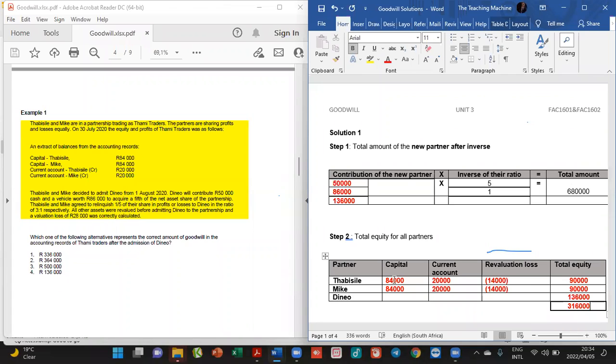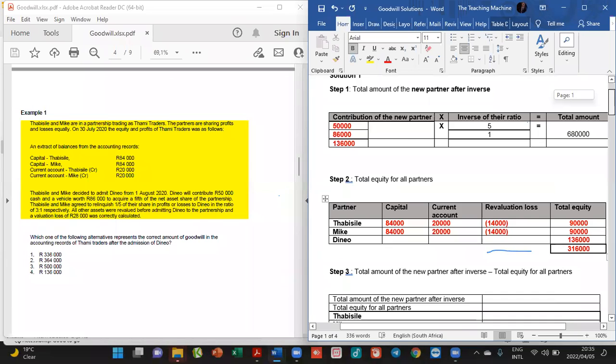Now we have capital of Tabisile. It's 84,000. We added the current account of 20,000 since they are both credited, they will be added. Now this is a loss we need to minus. How did we get 14,000? The last sentence on this information says that all other assets were revalued before admitting Dineo to partnership and the valuation loss of 28,000. So 28 divided by 2 is 14,000. We are done with step 1. We are done with step 2.